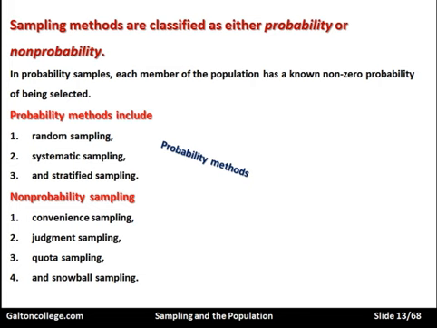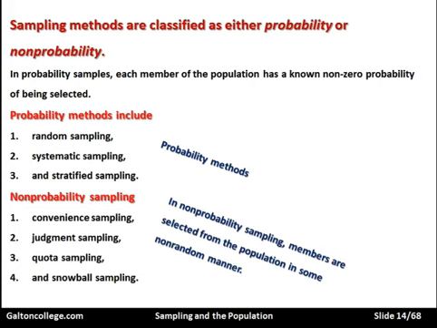Judgment sampling, trying to decide on who is to be sampled. Quota sampling is taking a certain proportion of the population and asking them. And snowball sampling is asking perhaps your friends, and then asking your friends to recommend their friends, who will then be sampled, and asking those to recommend their friends again. So it's snowballing. Now we'll look at each one of these in turn very briefly, just to get a picture of what's happening here.